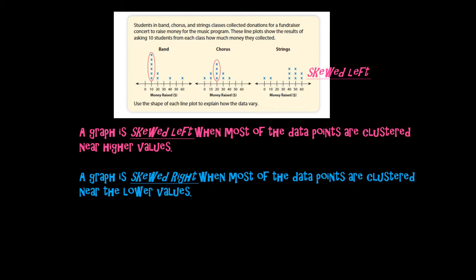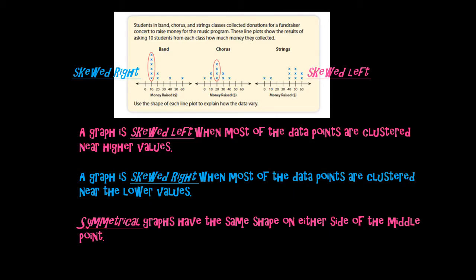A graph is skewed right when most of the data points are clustered near the lower values. So the band is skewed right because most of the X's fall within 10 and 20, which are the lower values. Symmetrical graphs have the same shape on either side of the middle point. If you look at the chorus, you have a high point, but yet it goes off to both sides in the same pattern. So it is symmetrical.